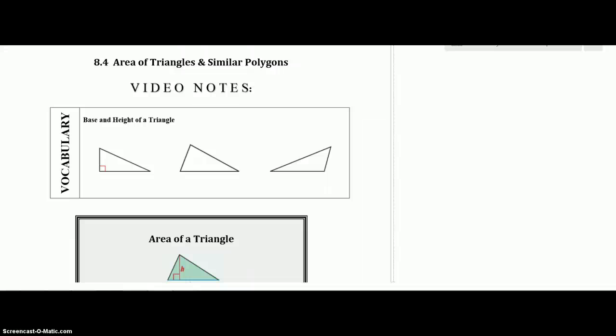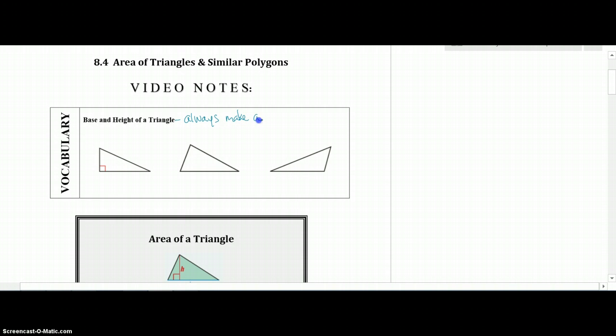Okay, so today we are talking about the area of triangles and similar polygons. And before we can talk about the formula for the area of a triangle, let's talk about some of the sides here. So we want to talk about the base and the height, and the base and the height are always going to make a right angle.